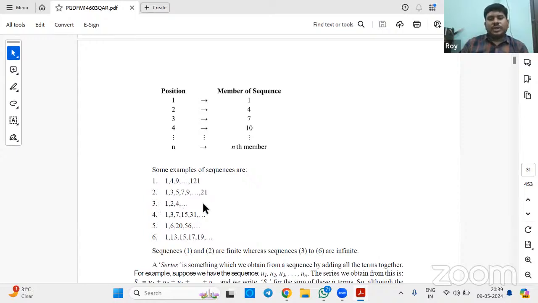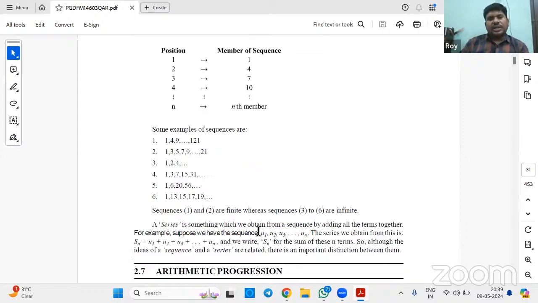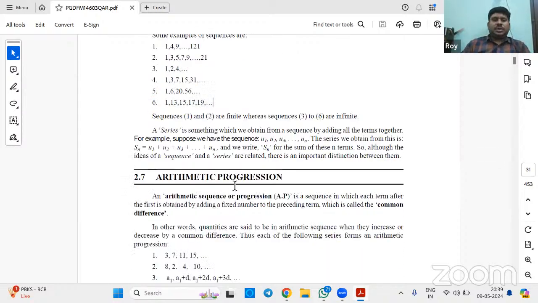Next, 1, 2, 4. The same difference is there. 1, 3, 7, 15, 31. There is some difference. So you can understand that, right? Where 3 and 4 are infinite, and 1 and 2 are finite because the last number is given. It is limited to 1 to 20, and this is limited to 1 to 21. Here it is an infinite series, it will go on and on because dots are there, right?